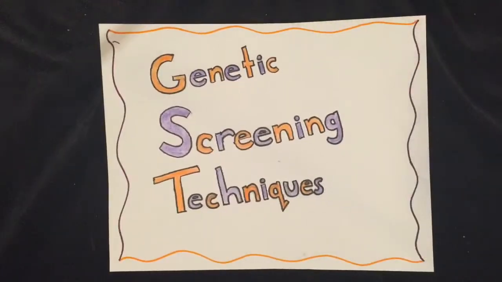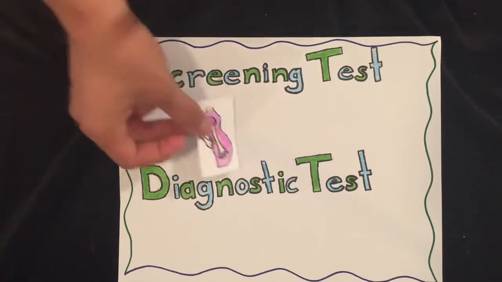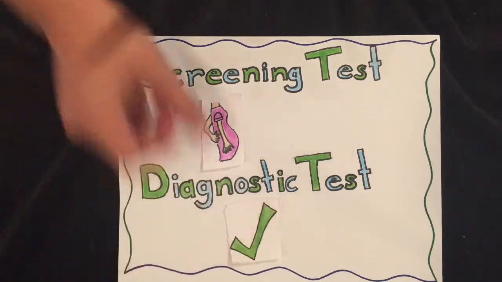Genetic screening techniques. There are 2 techniques used, and they are screening tests and diagnostic tests. Screening tests are used to determine the probability of a pregnant woman having a baby with Down syndrome, and diagnostic tests are used to determine if the baby has Down syndrome.